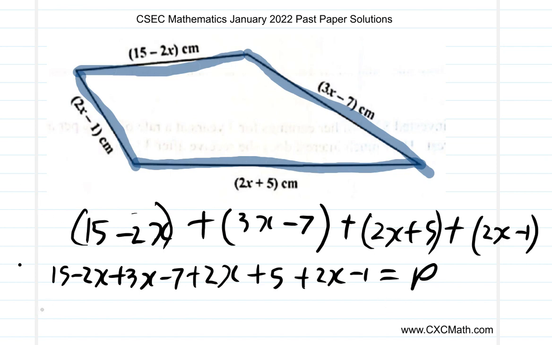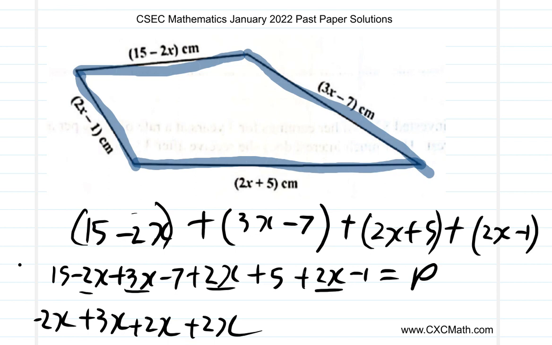Putting x's together and numbers together, you have a 2x, negative 2x, all right, plus 3x, so this x is taken care of, plus 2x, that's one is there, plus the next 2x, any other x's, I don't see any other x. Numbers now, plus 15 plus, minus, it would be a minus 7 plus 5 minus 1, no other number.